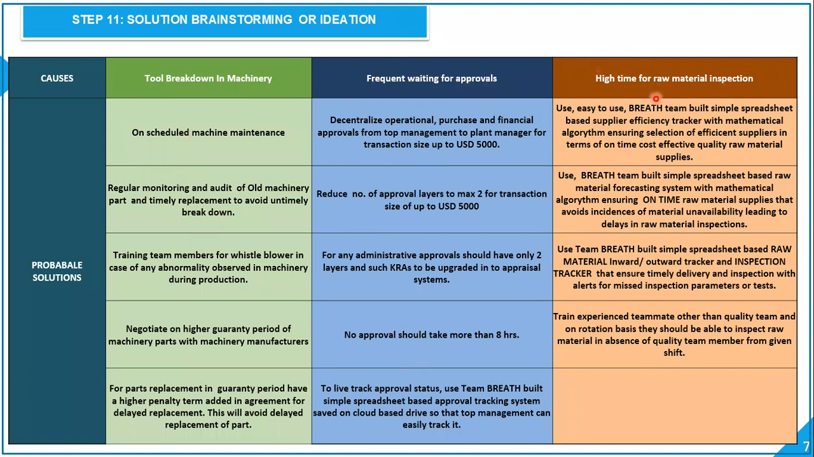So this is just a summation of all those causes and related ideas to be implemented. So now we are done with the first step of listing down the probable solutions that can curb or fix the given cause. So let's go to the next slide.